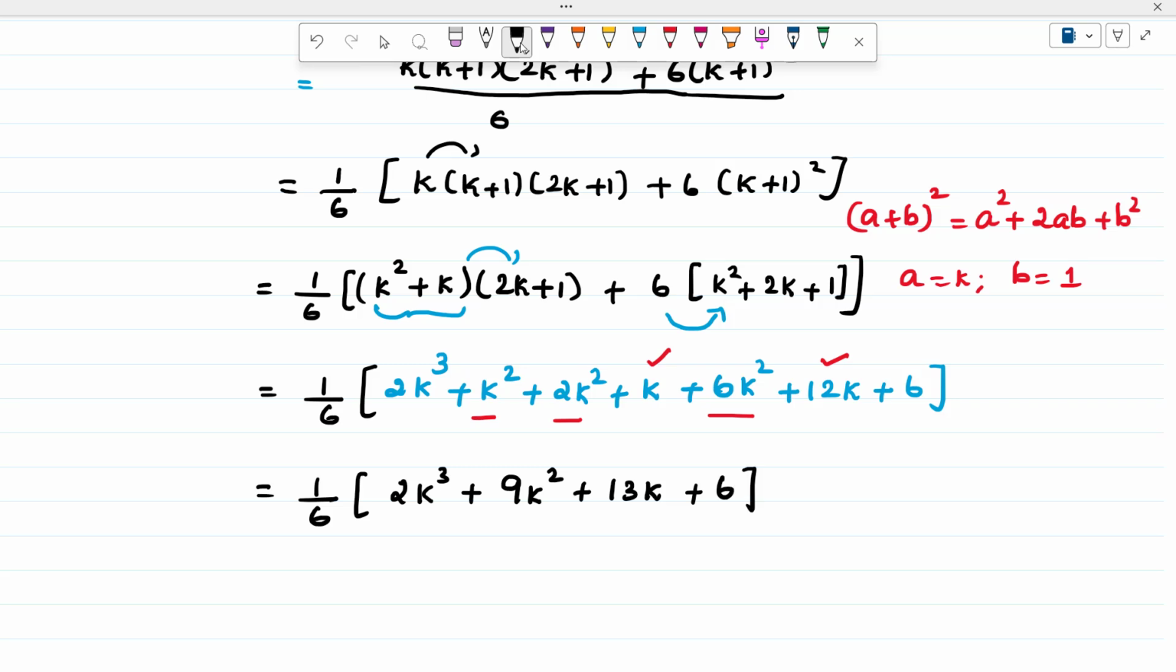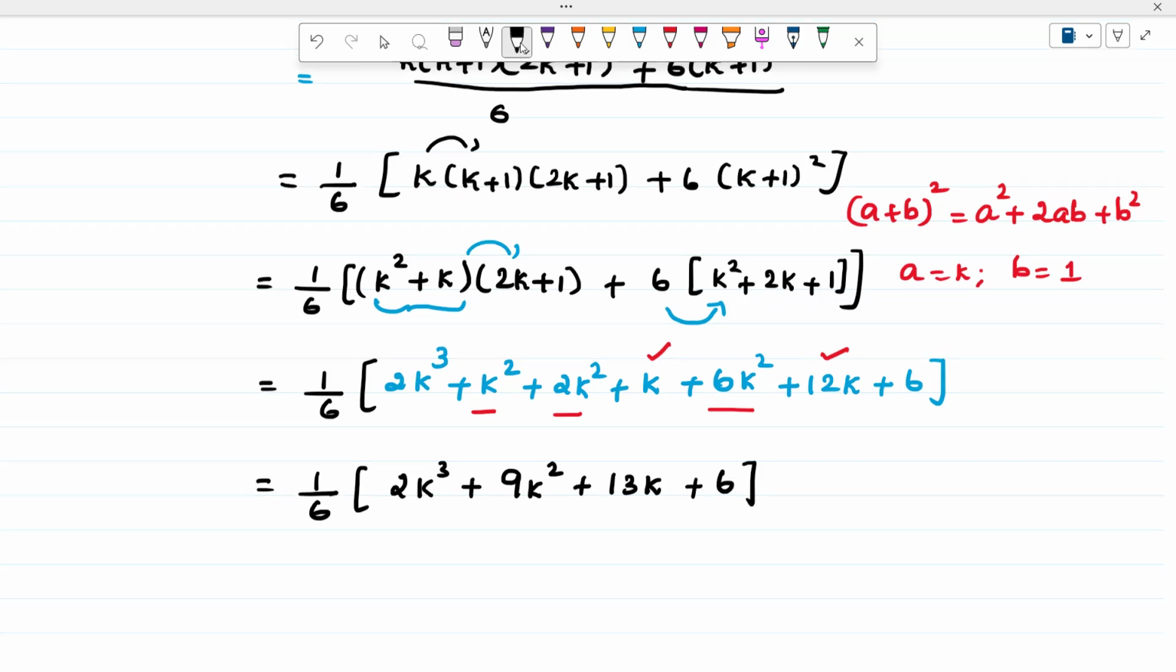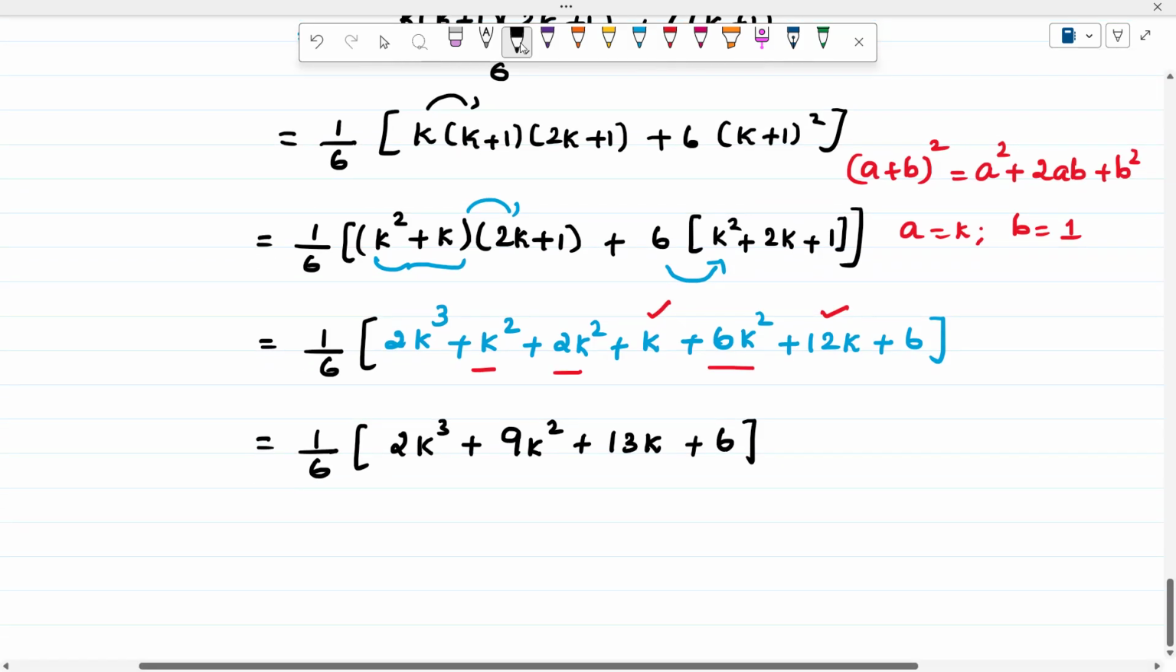So now it is actually a cubic expression. So we have to find the roots of this cubic expression. Since it is a cubic expression, first we have to find a root by using synthetic division.